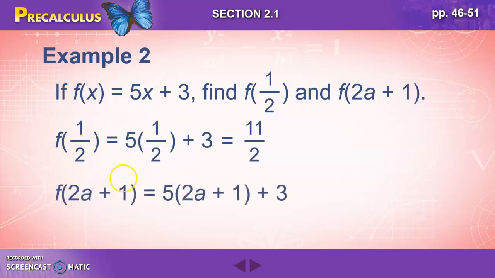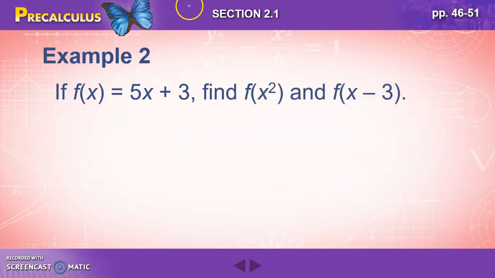And f of 2a plus 1, again, anytime we see an x, we plug in that 2a plus 1, use the distributive property and our other operations, and we find that f equals 10a plus 8. Again, we're not solving for anything here. We're plugging in for x and evaluating, and this is what happens when we evaluate, and that's where we stop.